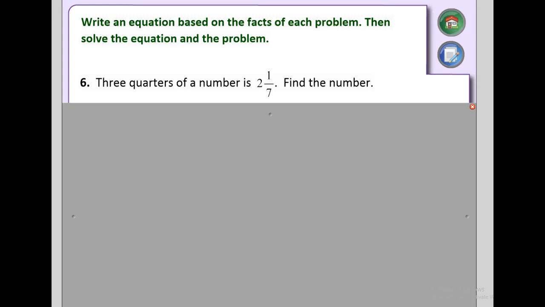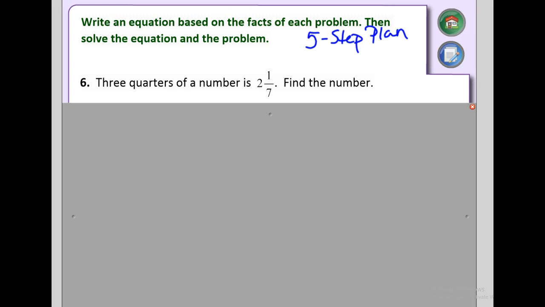Now, let's go over here and let's look at a story problem. Oh, yeah, story problems always and forever. So write an equation based on the facts of each problem and then solve the equation and the problem. So story problems, always and forever, mean our 5-step plan. Okay? So if we're going to solve this using the 5-step plan, let's see what we got. It says 3/4 of a number is 2 1/7.